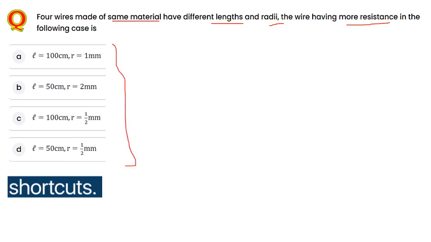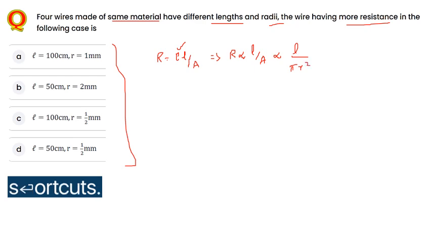For this one, let me tell you here. See, R is equal to rho L by A, we already know this. And here the rho value is constant because of the same material. From this, R is proportional to L divided by A. We can even mention R is proportional to L divided by pi small r square. Now, R is proportional to L by r square.